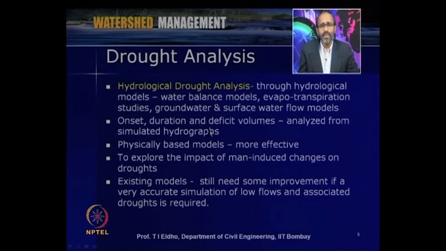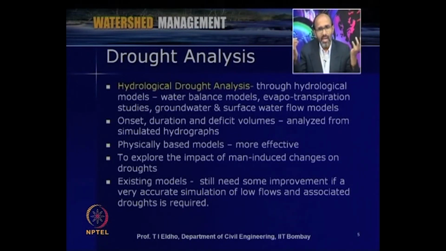As we discussed earlier, the same way we can have black box models or empirical models, lumped models or distributed models, as far as the hydrological analysis is concerned. But when we deal with drought analysis, generally it is better to use physically based models, since they are more effective and we get the distribution with respect to space and time.